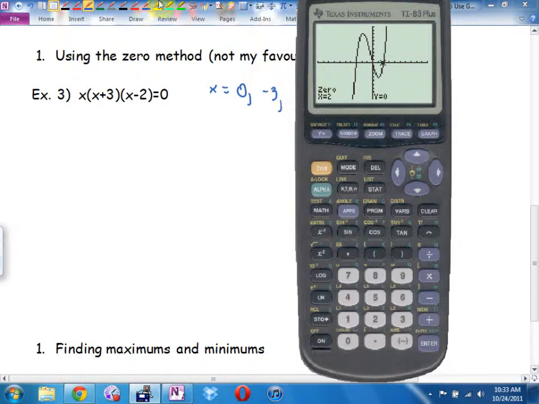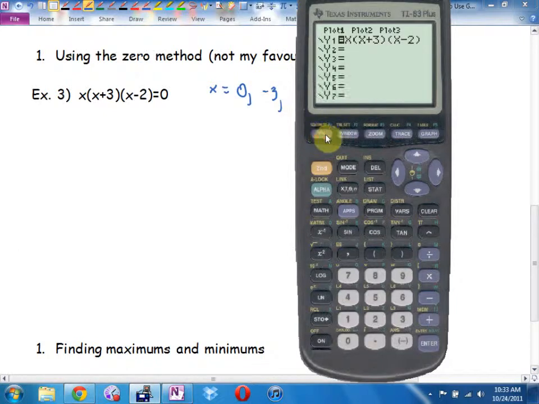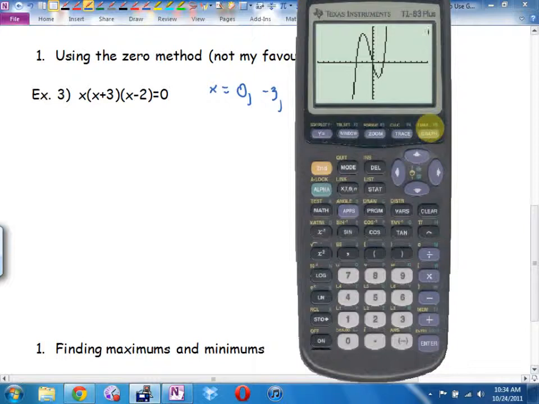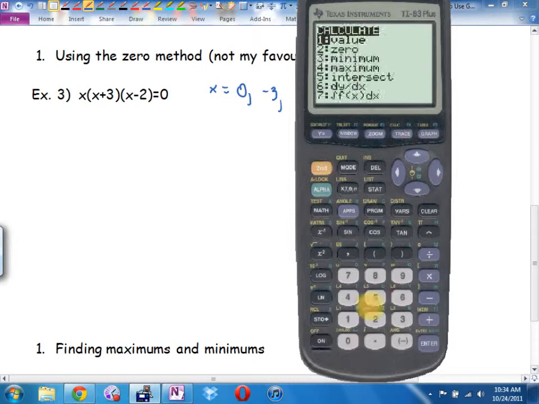I would graph that as y1, the left-hand side. You know what I would graph as y2? What's the right-hand side here of this equation? I would graph that. Graph. Now, I can't see that it's graphed y equals 0 because that's technically the x-axis. But now I would go second function calculate intersection. First curve, second curve, guess. There's the first one.